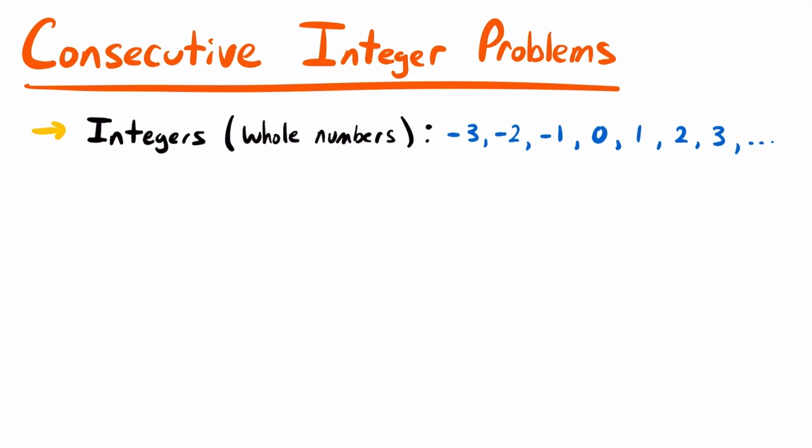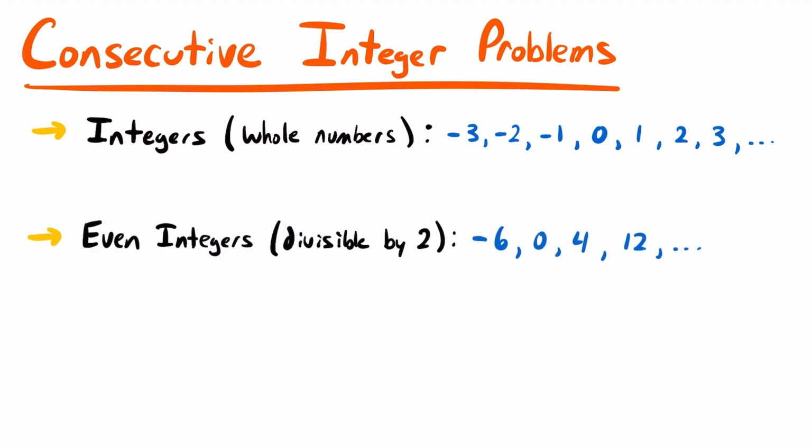Okay, so when a sentence is talking about integers, these are the types of numbers it is talking about. Now, more specifically, a sentence may refer to even integers, which are just integers divisible by 2. Numbers like negative 6, 0, 4, 12, those are all numbers that can be divided by 2 evenly, right? Meaning that the result is another whole number or another integer.